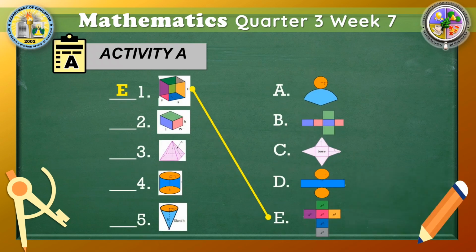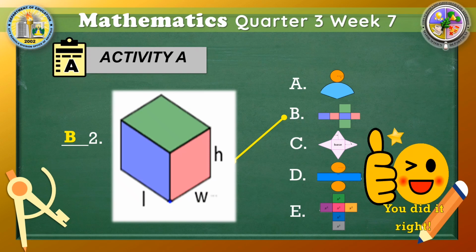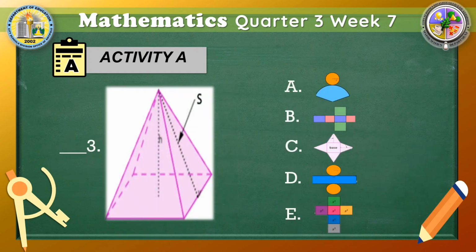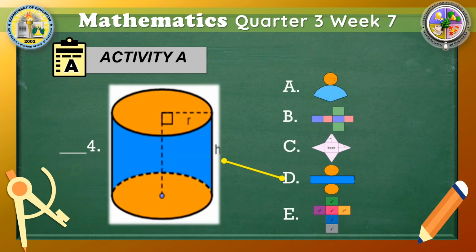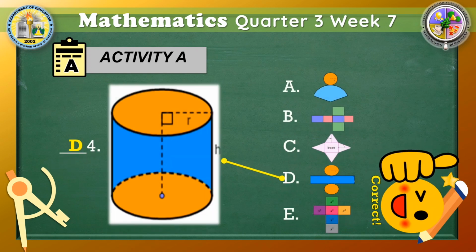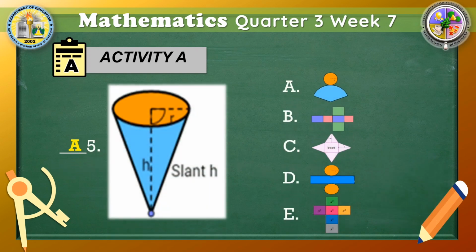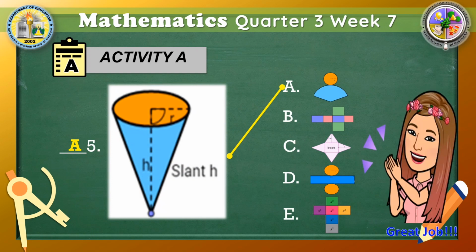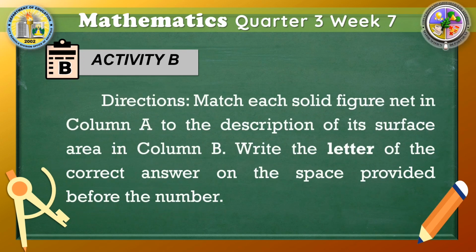Time is up. Let's check. In number 2, is your answer B? You did it right. In number 3, the answer is C. Did you get the correct answer? Good job. Is letter D your answer in number 4? That's correct. Number 5, the answer is A. Did you write the same answer? Great job! You were able to finish the first activity. We can now move on to activity B.